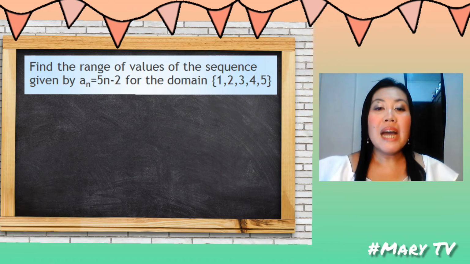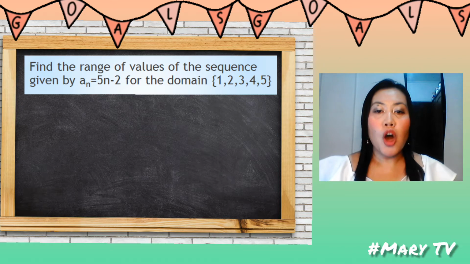In our episode last week, which is sequence, we computed for the n terms of finite and infinite sequences based on the given. Let's have a recap on sequence by giving examples. Find the range of values of the sequence given by a sub n is equal to 5n minus 2 for the domain 1, 2, 3, 4, and 5.